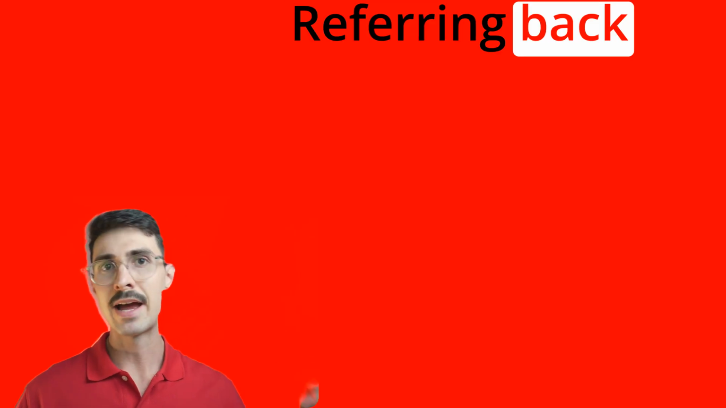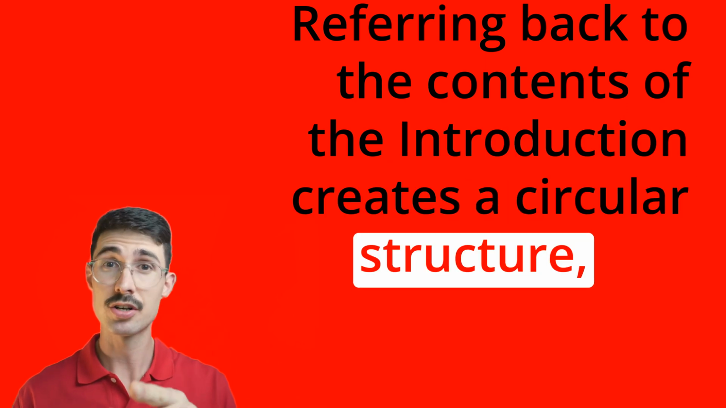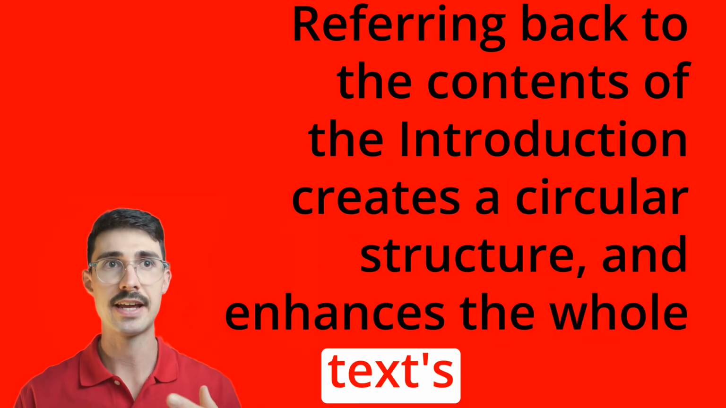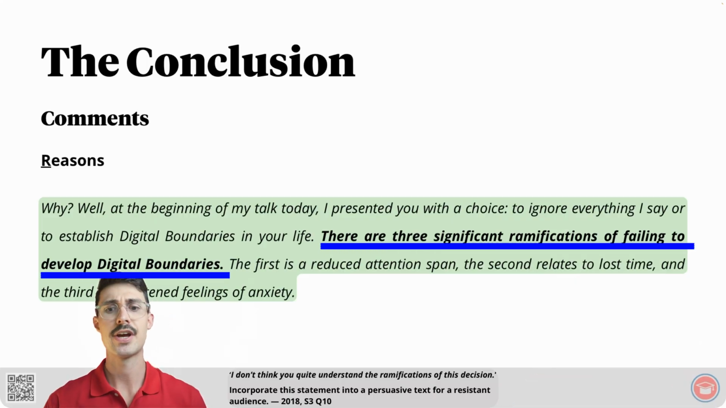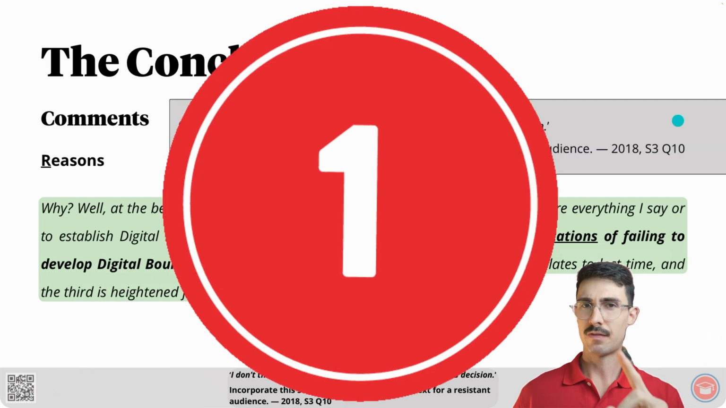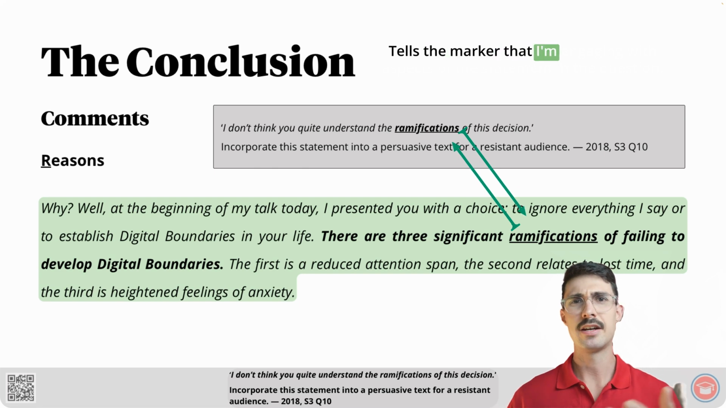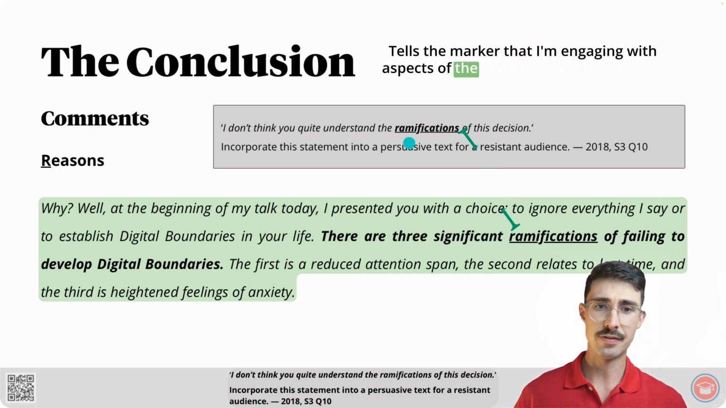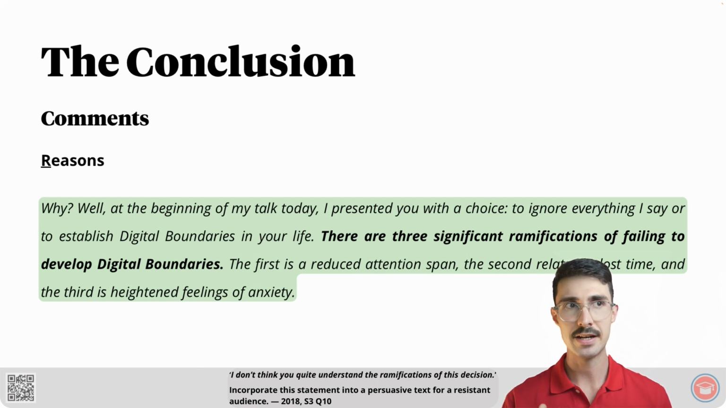Referring back to the content of the introduction creates a circular structure and enhances the whole text cohesion. This next sentence, there are 3 significant ramifications of failing to develop digital boundaries, serves 2 functions. Firstly, it uses the word ramifications, which tells the marker that I'm engaging with aspects of the statement in the question. Secondly, it transitions to restating my 3 reasons.